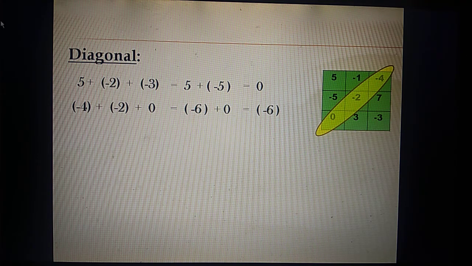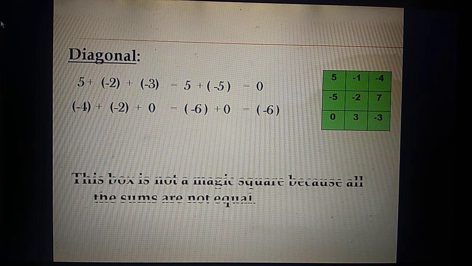Now here what you will see is all the rows and all the columns are giving you the sum 0. Even your first diagonal is giving you the sum 0. But the last diagonal is giving you a different sum. So is the square given to you a magic square? No, it's not a magic square. So we can write, this box is not a magic square because all the sums are not equal.